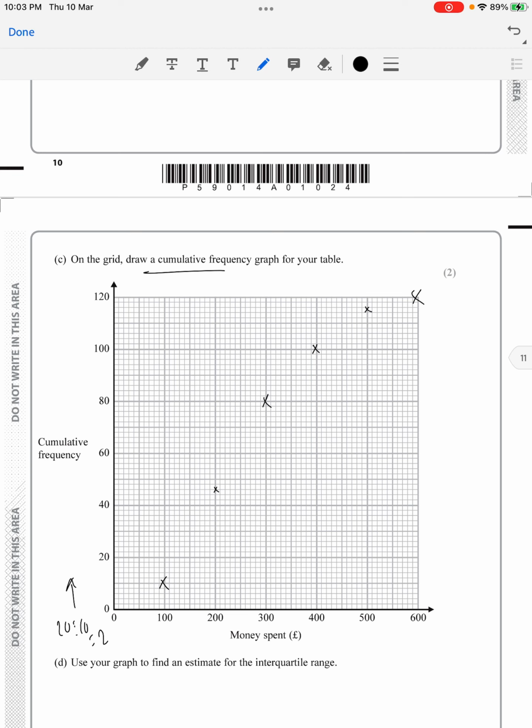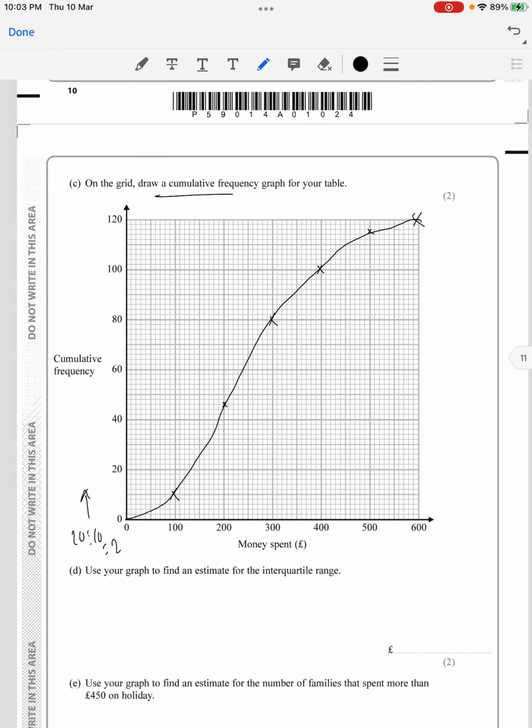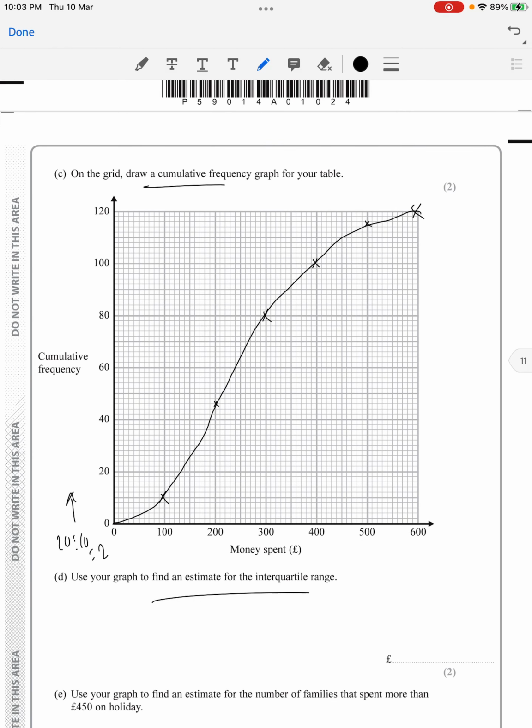So now what I would like you to draw is a smooth line curve. Do not draw like this. Do not draw by connecting them. That is totally wrong. Do not do that. What you need to do is draw a smooth curve. For some reason this curve isn't that smooth, but you get the idea. So you draw a smooth curve. There you go. Now use a graph to find out an estimate for the interquartile range.